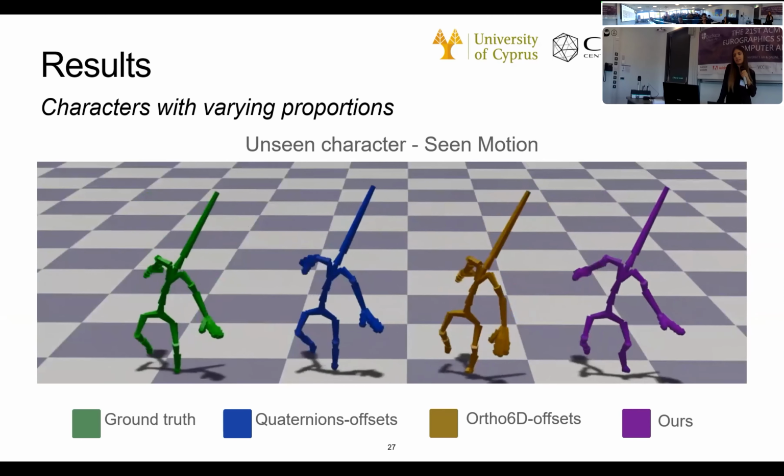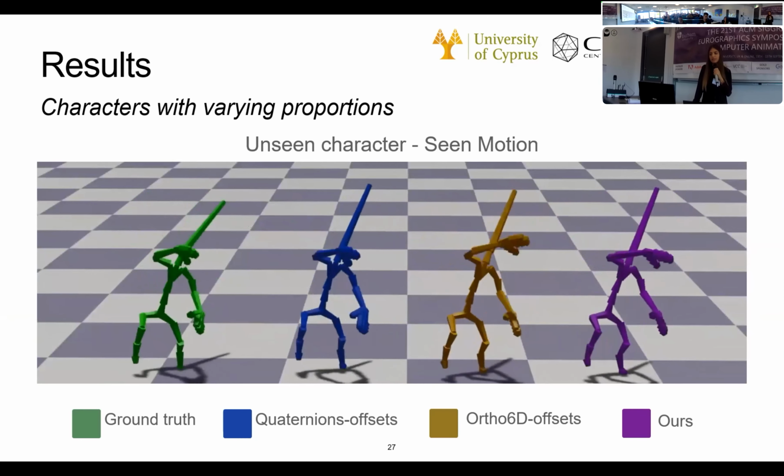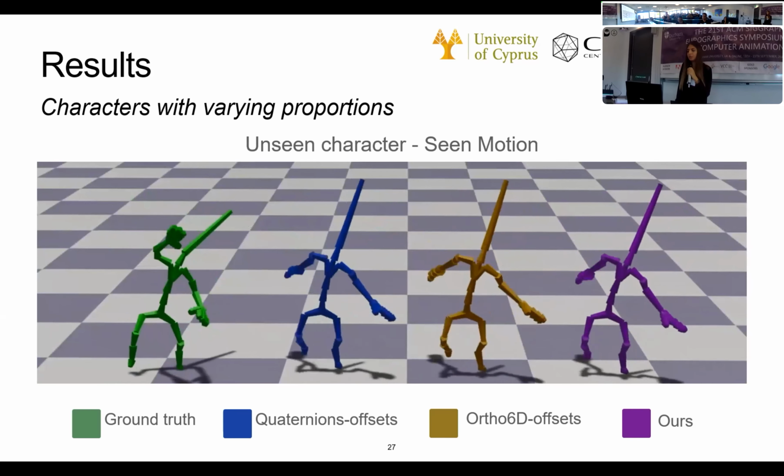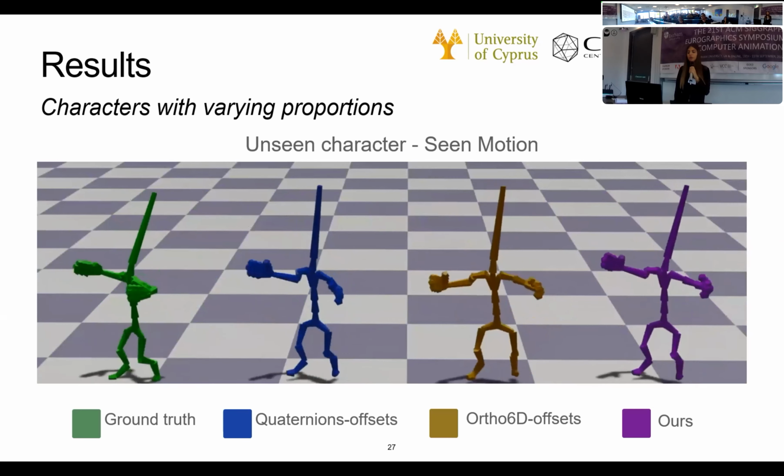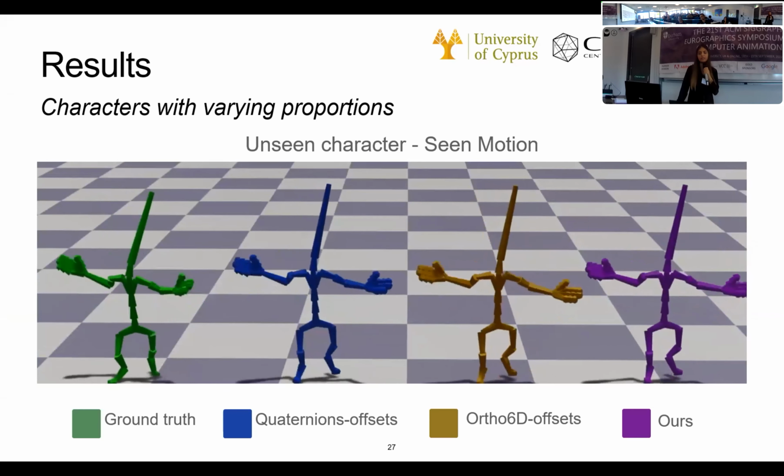Secondly, we qualitatively evaluate the scenario of seen motion on the unseen character. The motion of the purple skeleton, which was produced using our representation, appeared to be more smooth, while the motion of the blue and yellow characters is more jittery.